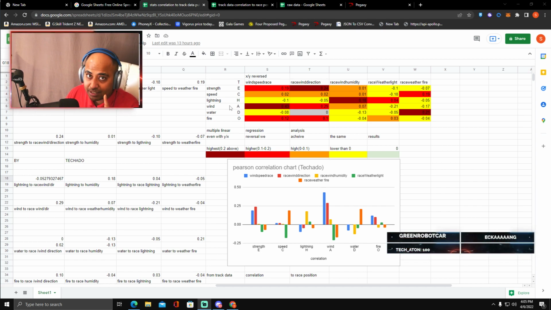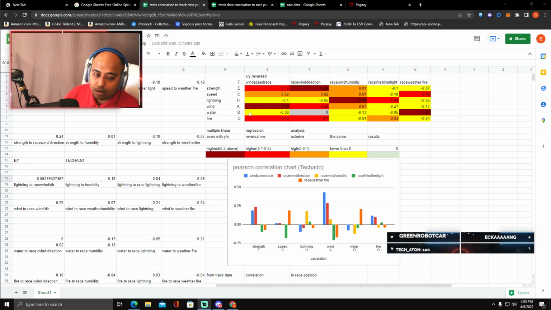Now remember this, it doesn't mean that a Pega with 9 wind stats is always going to win. No, a Pega with higher wind stats has got higher probability to win a race or be very close to it, from first to the third position. So wind is 0.43, which is the highest. Wind direction is 0.29, which is higher. And humidity, which is 0.07, which is high. So wind has got the highest correlation impacting the race highest.